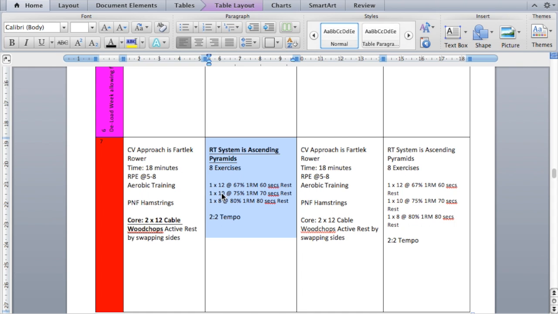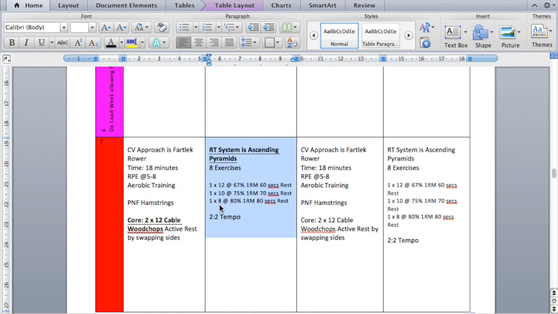They perform 10 repetitions, and then they take a longer rest period, which is 70 seconds. In the final set of each exercise, they perform 1 set of 8 repetitions at 80% of the 1 rep max, and they now have 80 seconds rest. The tempo is now at a 2-to-2 tempo.